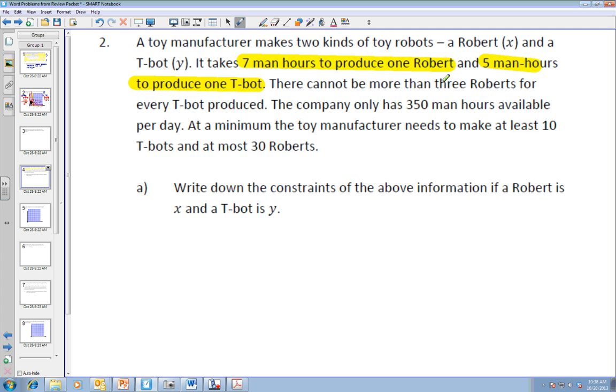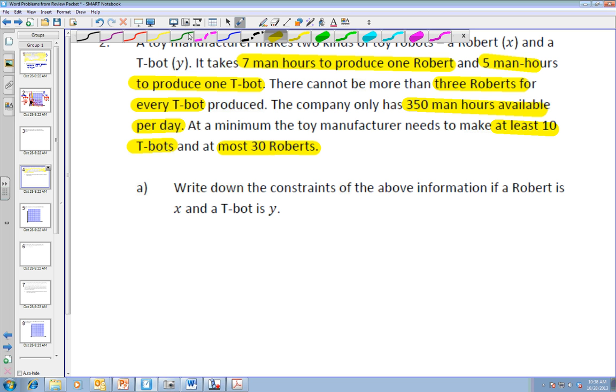There cannot be more than 3 Roberts for every T-Bot produced. The company only has 350 man-hours available. At a minimum, the toy manufacturer needs to make at least 10 T-Bots and at most 30 Roberts.